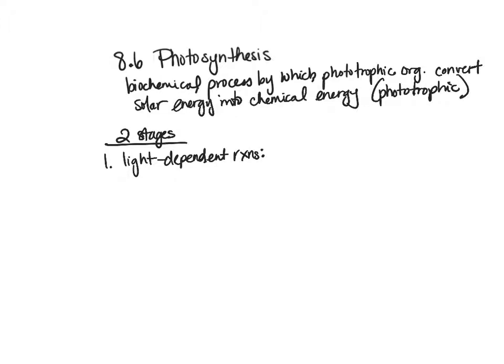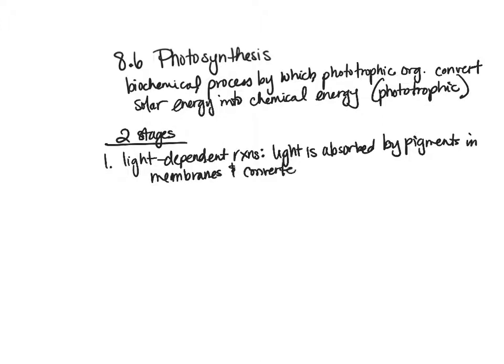As its name implies, this is when we use light, and light is absorbed by different pigments in the photosynthetic membranes and converted into short-term stored chemical energy. So light is absorbed by pigments in membranes and converted into stored chemical energy. Then this stored chemical energy is going to be used in the second stage, which is the light-independent reactions.